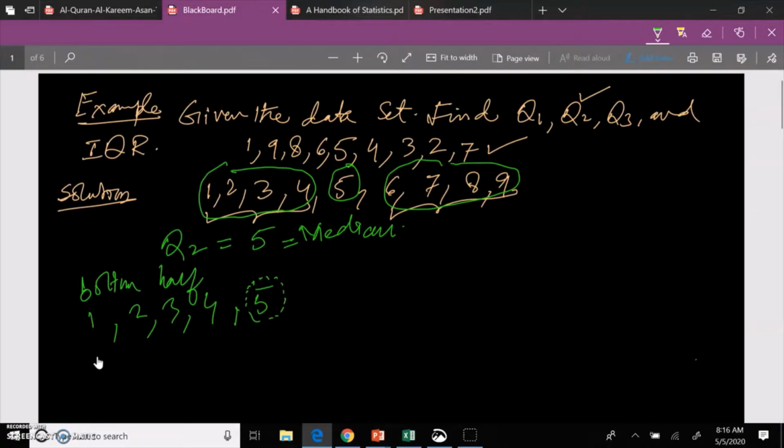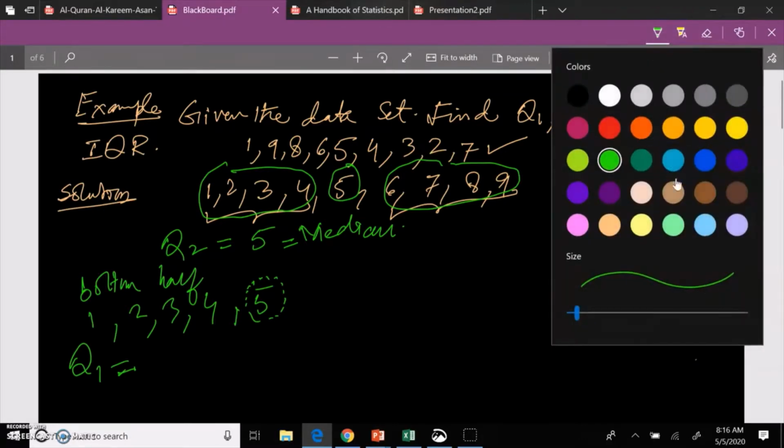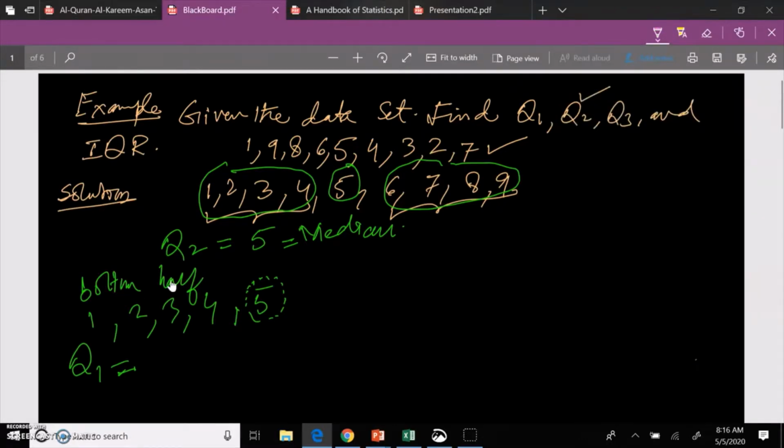So now we're going to find Q1, and what will be the Q1? Q1 will be the median of the bottom half of the data set, and clearly the median of this bottom half is 3. This is 3, the median. So Q1 is the median of the bottom half, and that is equal to 3. I hope it is clear.